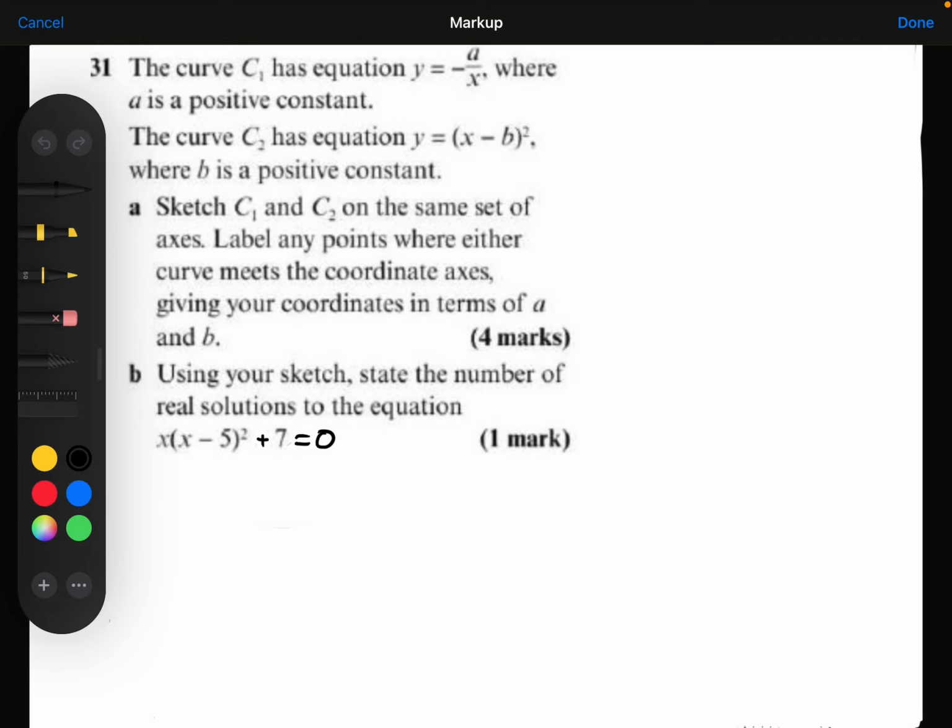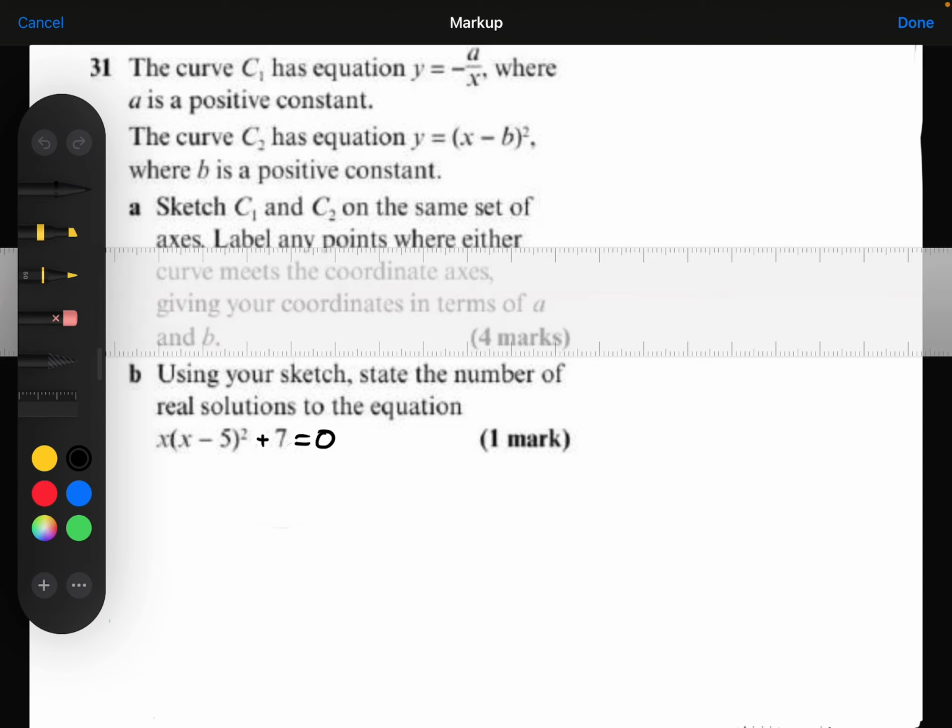The curve C1 has equation y equals minus a over x, where a is a positive constant. The curve C2 has the equation y equals x minus b all squared, where b is a positive constant. Part A. Sketch C1 and C2 on the same set of axes. Label any points where either curve meets the coordinate axes, giving your coordinates in terms of a and b.